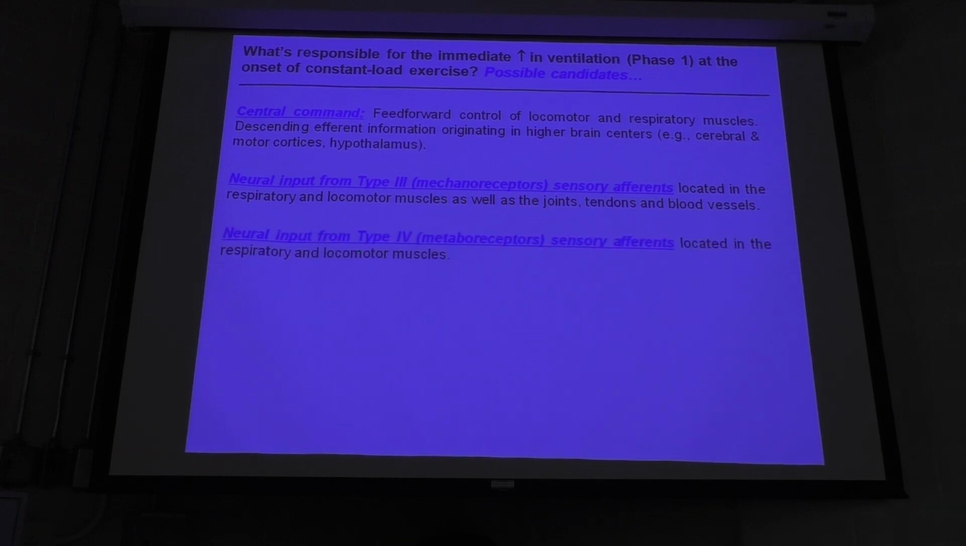Then we have neural input from type 4 metaboreceptors. So these are chemical sensitive nerves that exist in the respiratory and locomotor muscles that would respond to metabolic disturbances. So at the onset of exercise, within a breath, does the muscle become acidotic? You know, no, it's too fast. So these chemical sensitive receptors are probably not necessarily responsible for that immediate increase in ventilation. So the question is, have the muscles had enough time to increase the metabolites, therefore stimulating these sensory afferents? Probably not that quickly.